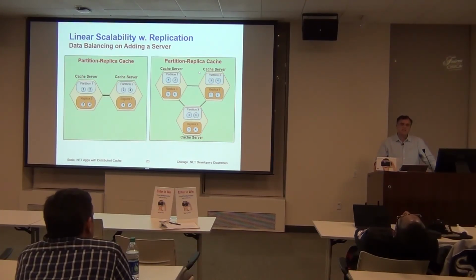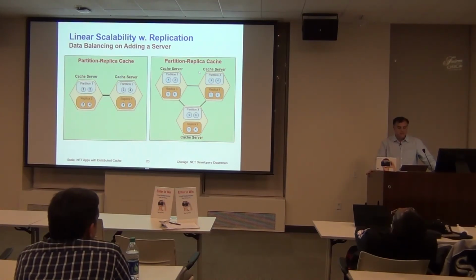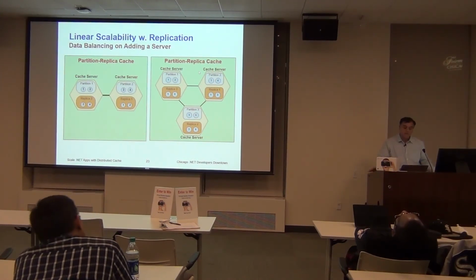So all this shifting of data is done automatically, has to be done automatically. If it is not done automatically, then the cache is not highly available. None of the other caches support this on the .NET side. You can do it, but you have to do manual intervention. Here it's all done automatically.